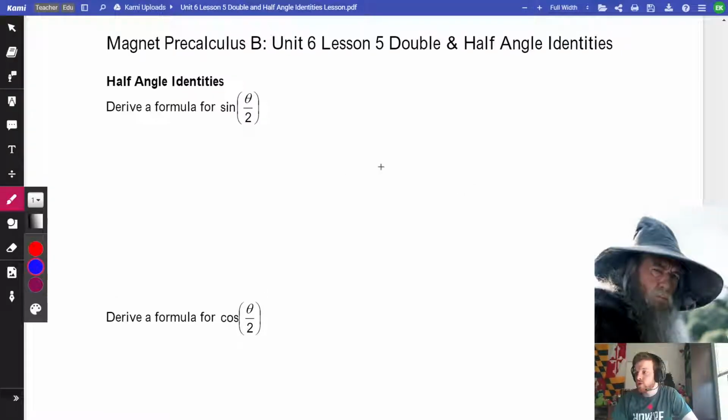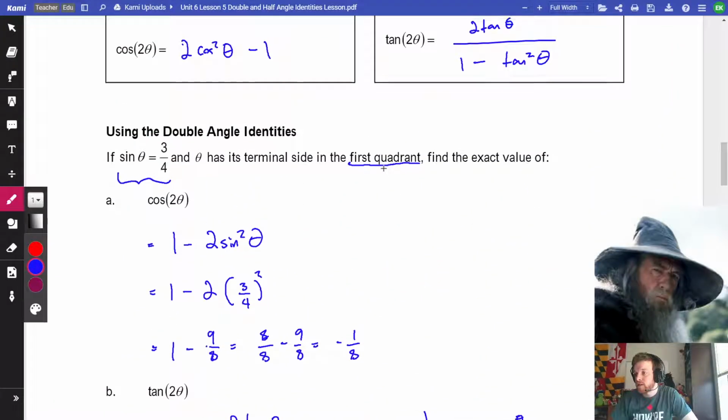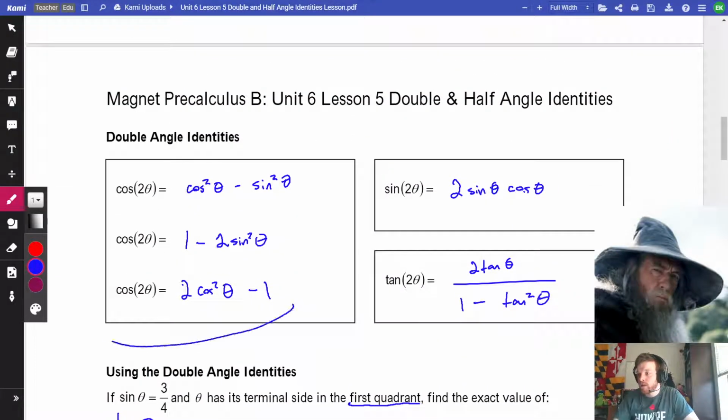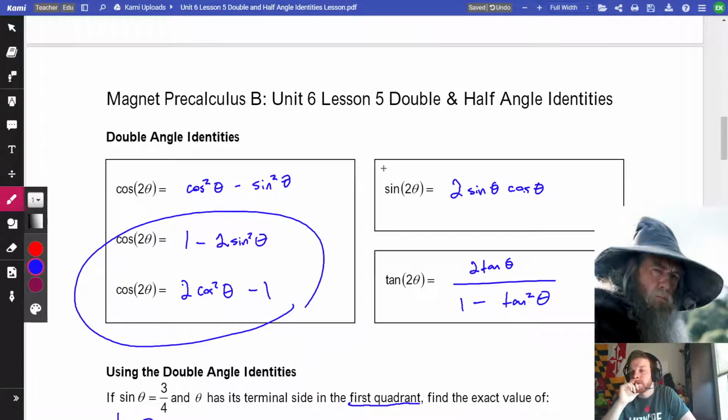Well, let's kind of scroll up and look at these two identities right here. Cosine 2 theta is equal to 1 minus 2 sine squared theta, and cosine 2 theta is equal to 2 cosine squared theta minus 1. I want to do an aside. I want to derive some other formulas that are not actually written in this document. They're called the reduction formulas.